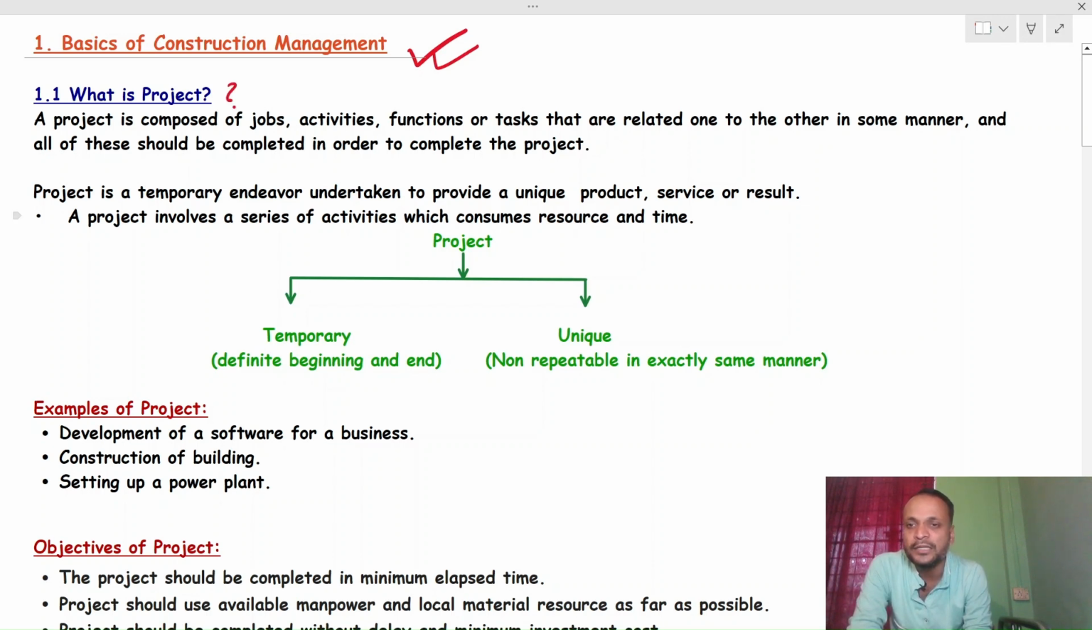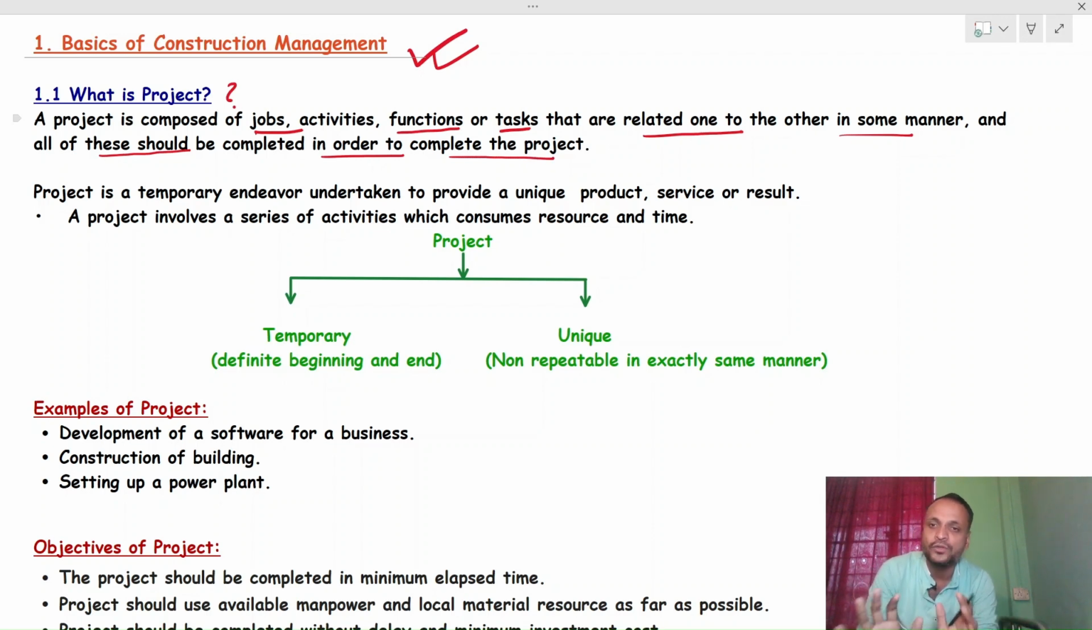So a project is basically composed of jobs, activities, functions or tasks. It is a combination of jobs, various activities, functions or tasks that are related to one another in some manner. All of these should be completed in order to complete the project. If there are various jobs and various activities, all should be completed in order to complete the project.